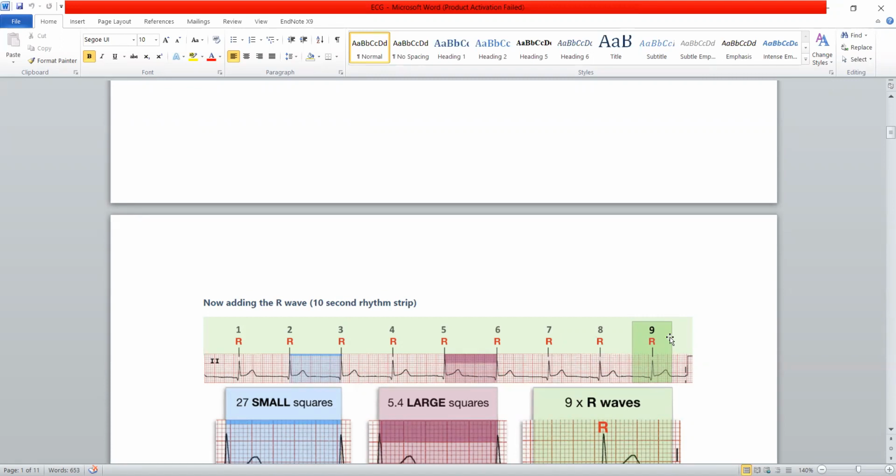We calculated the number of R waves, meaning the number of beats. One R wave represents one heartbeat. So we have calculated the number of heartbeats in 10 seconds, which is 9. And for 1 minute, we will multiply it by 6. So there are 9 beats or 9 R waves in 10 seconds. How many beats or R waves will be in 1 minute? We'll get it by multiplying the number of R waves by 6. Is it clear now?